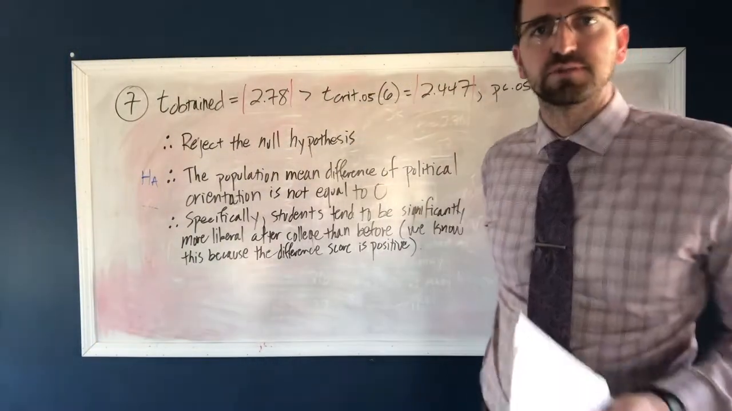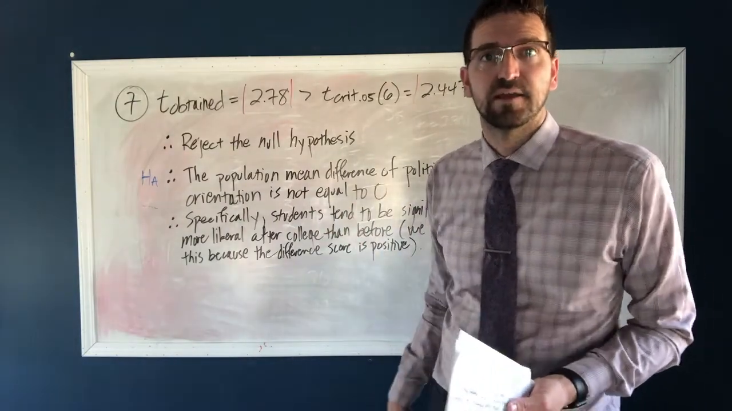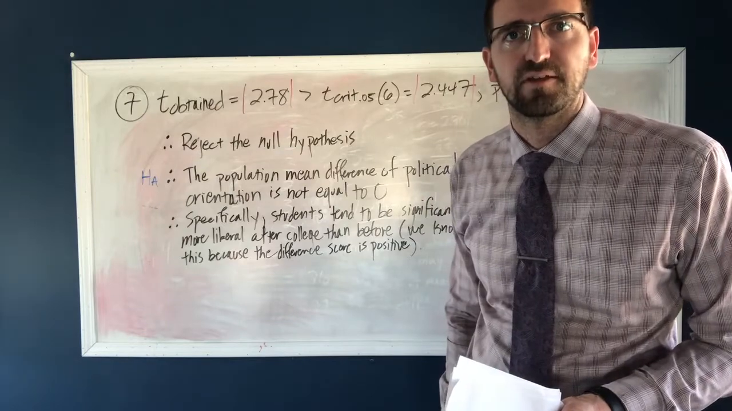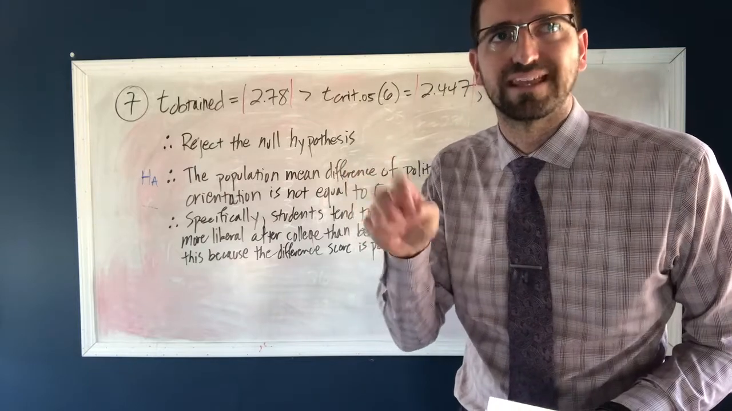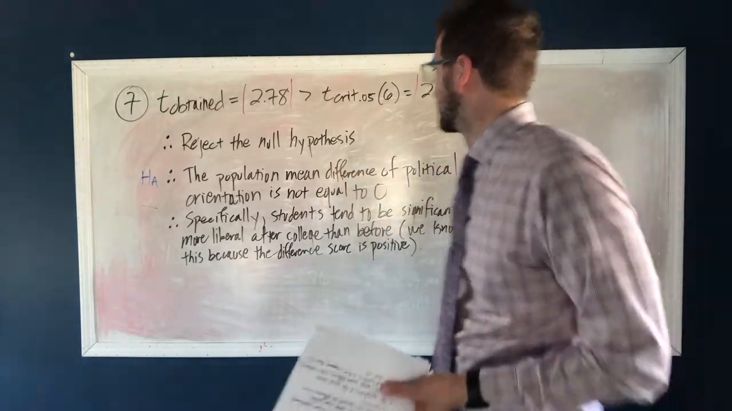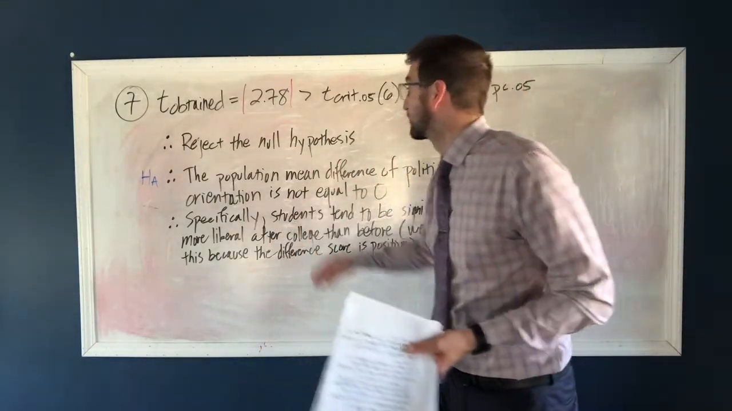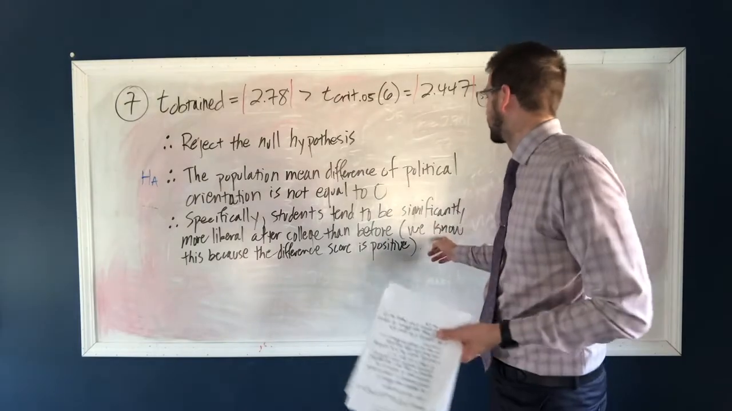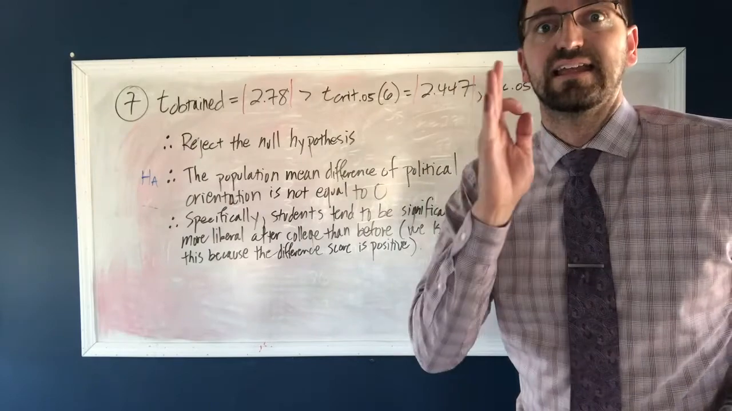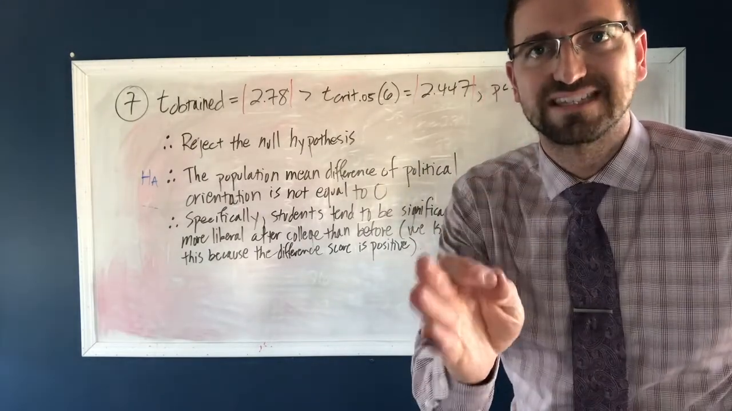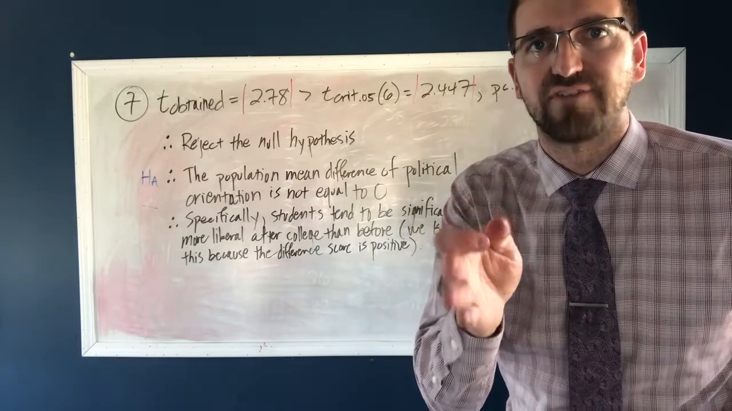Because there's a significant difference, we need to go back to the sample data in order to figure out where the difference is. Well, what's our sample data? Okay, it's that mean difference score that we calculated. Specifically, students tend to be significantly more liberal after college than before college. Remember, we know this because the difference score is positive. If the difference score was negative, it would mean that they become significantly more conservative after college.